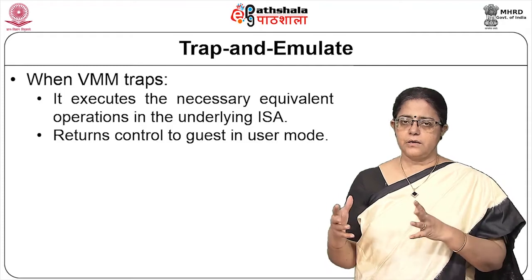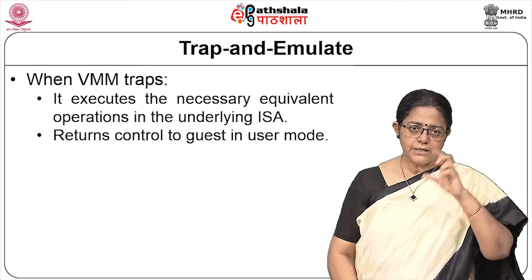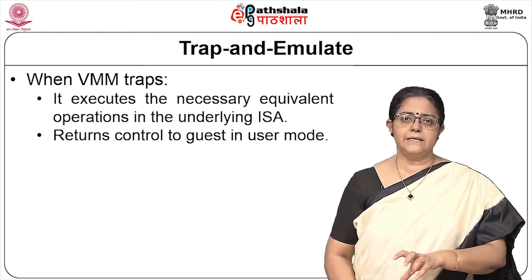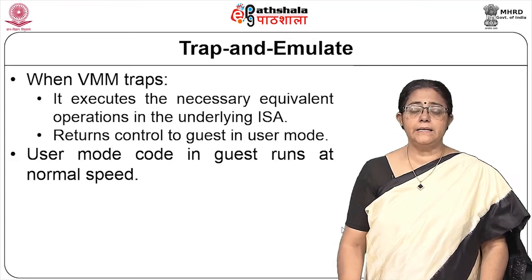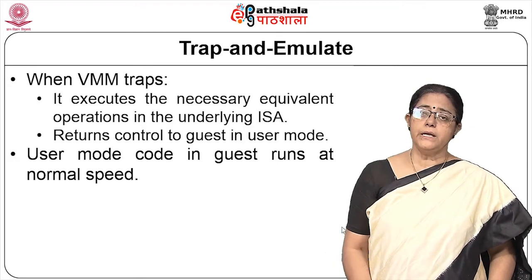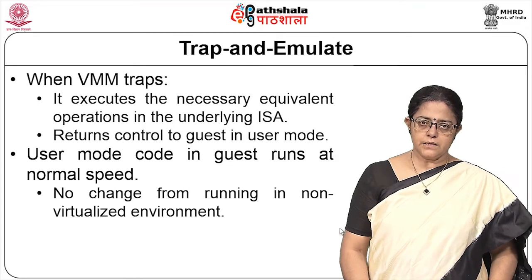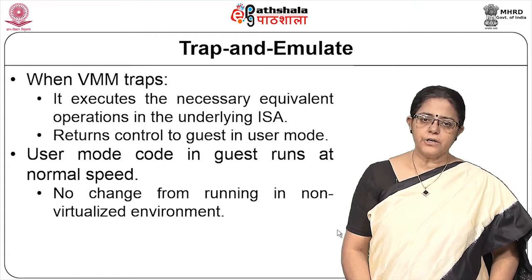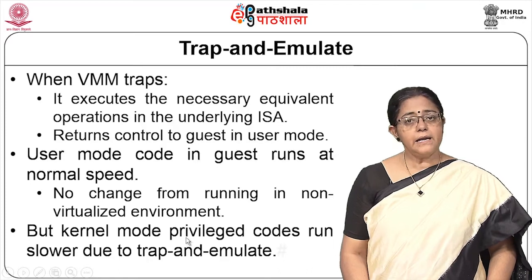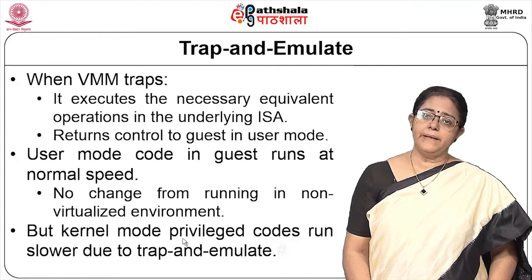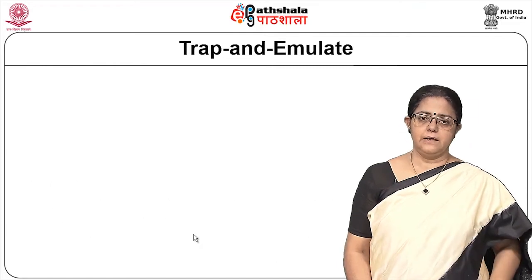So, the VMM runs in privileged mode. Every time there is a privileged instruction, it traps to the VMM and it works fine. User mode code runs at normal speed. In the user mode, all instructions are directly executed in the hardware and therefore, it runs at normal speed. Therefore, from the non-virtualized environment there is no change, but kernel mode or the privileged code will be run at a slower speed because those have to be trapped and emulated.